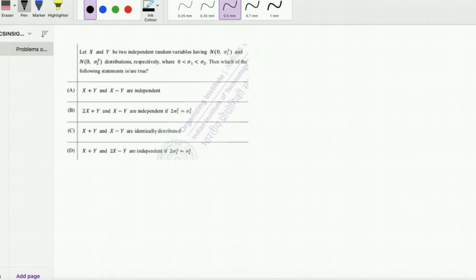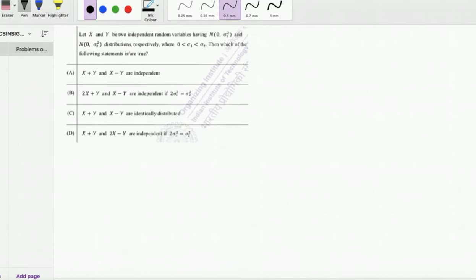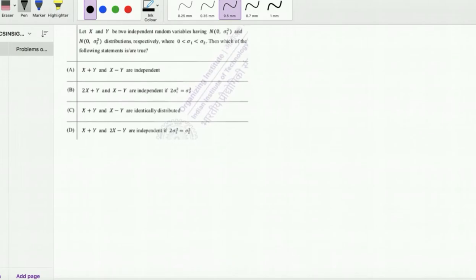Now the next question is this. This is the last question of the lecture. We are given X and Y, two independent random variables, X having normal 0, sigma 1 square, and Y having normal 0, sigma 2 square, where sigma 1 is greater than sigma 2. Now we have to check which of the following is or are true. This means this is a multiple select question. So let's proceed for number 1.